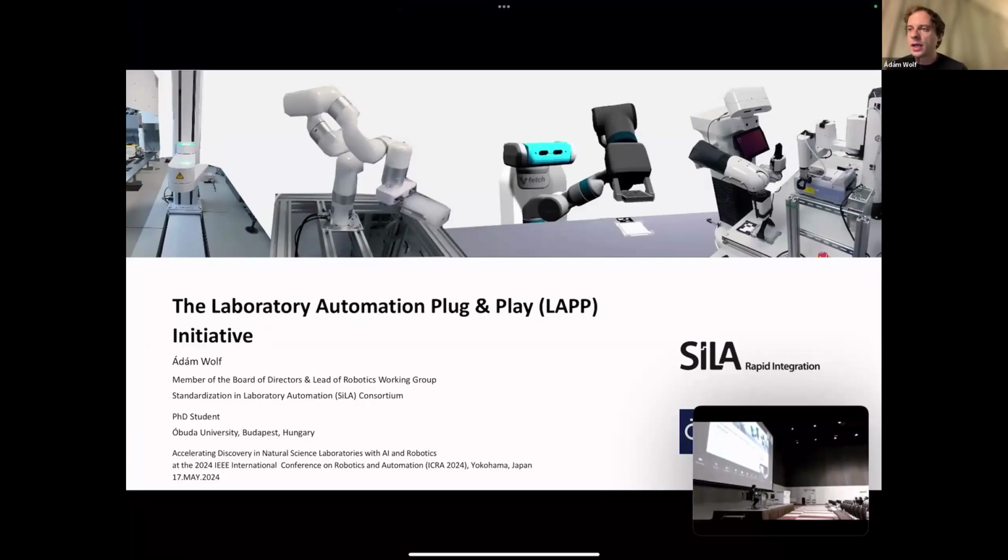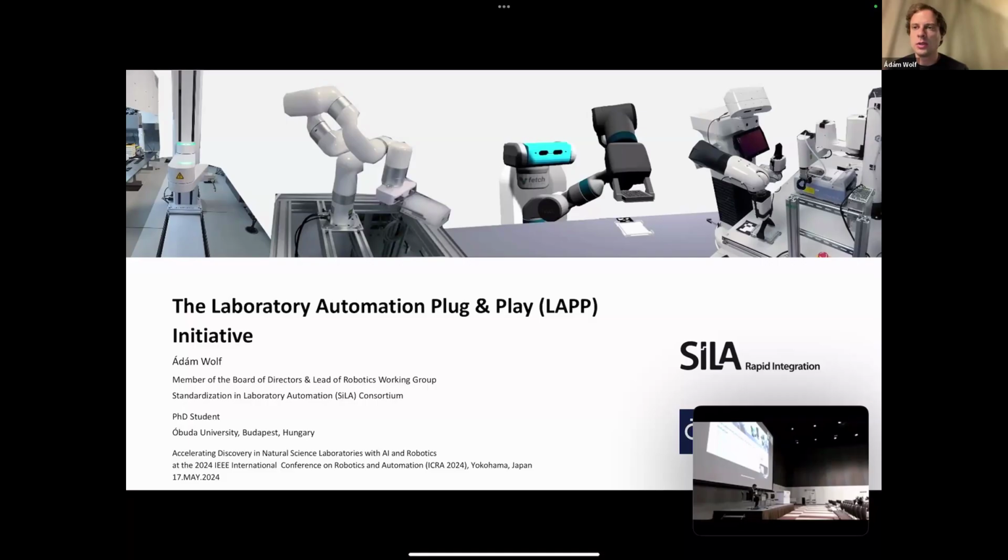I'm Ádám Wolf. I have an academic background in mechatronics and robotics. Currently, I'm finishing my industrial PhD, the topic of which is closely related to my activities at Takeda. I was part of the R&D organization, the Pharmaceutical Sciences organization based in Vienna, where I was focusing on laboratory automation and the integration of lab robots.